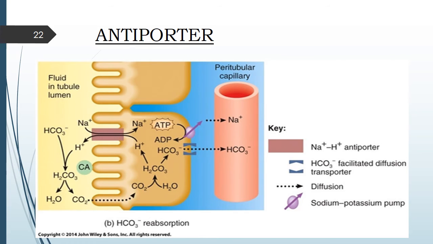In the previous slide we studied the sodium hydrogen antiporter mechanism, and we said that the hydrogen ion moves from the proximal convoluted tubule into the tubule lumen and the sodium enters the proximal convoluted tubule. This H plus secreted into the lumen of the PCT reacts with the filtered bicarbonate ion, that is the HCO3 ions, to form H2CO3, that is carbonic acid, which dissociates into water and carbon dioxide by the enzyme carbonic anhydrase, the CA denoted in the picture.